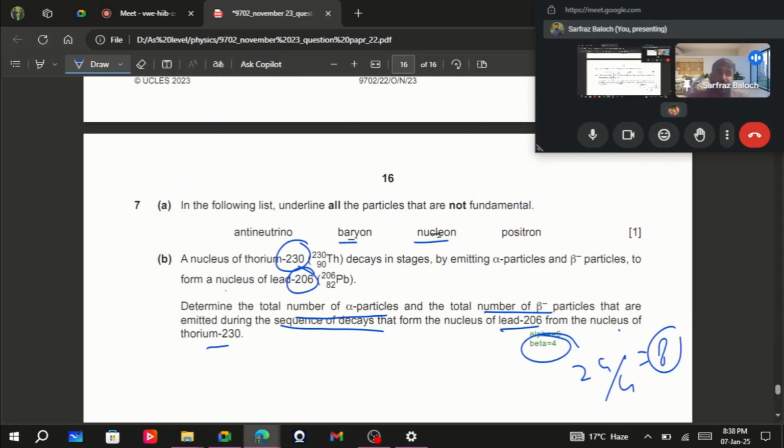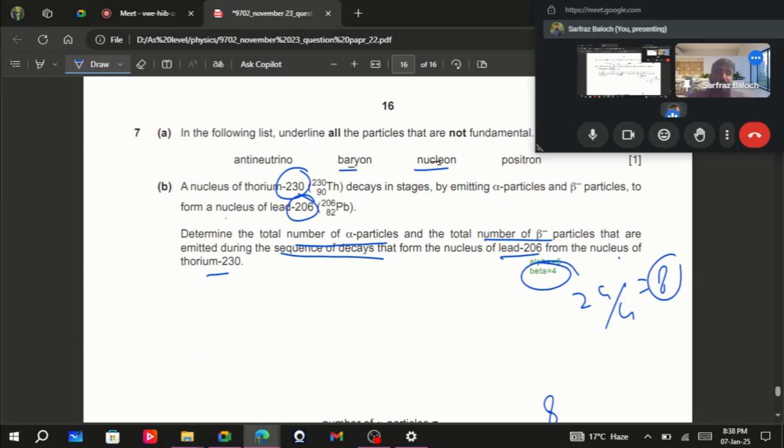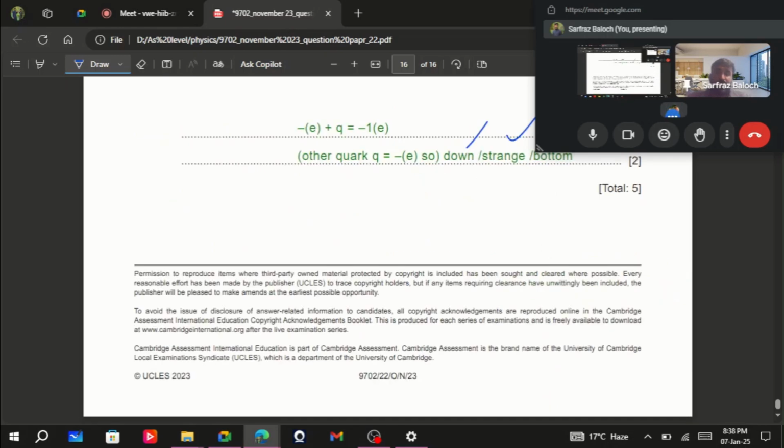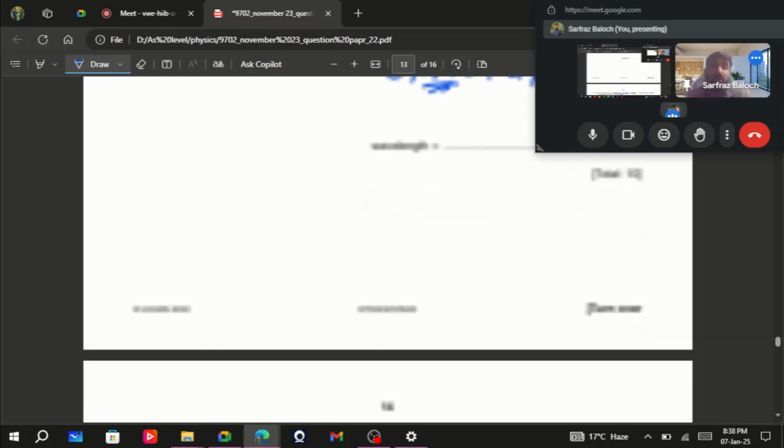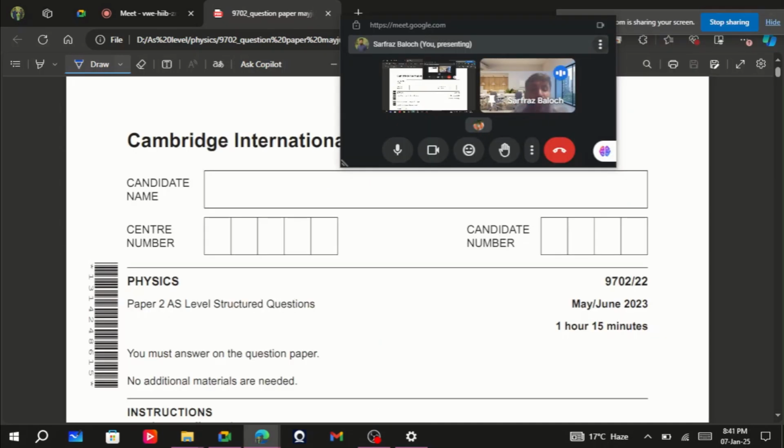Next is again from the wave topic, again from fundamental particles. So we have discussed these things. We have discussed all of this paper. Now we are moving to the next paper. Now we will go with this paper.